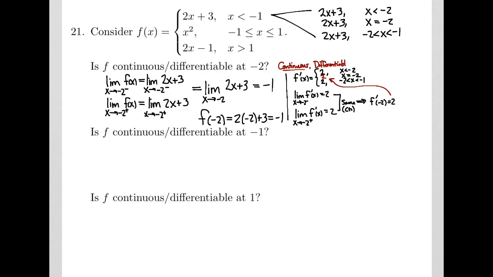So now let's look at the other points. At x equals -1, as I'm checking continuity, I need to compare the limit on the left. x approaches -1 from the left of my function. We'll use the formula 2x plus 3. If I come from the right, my function uses the formula x squared.